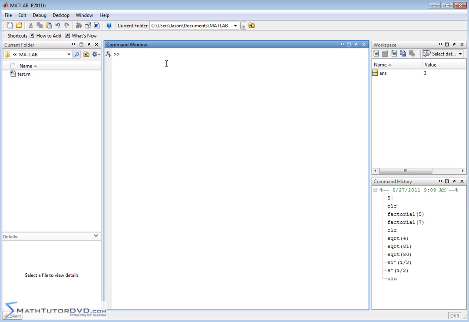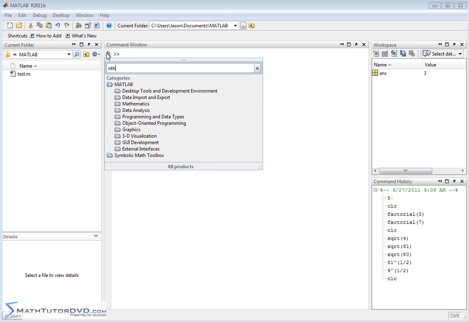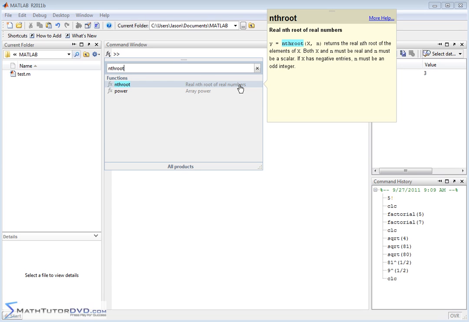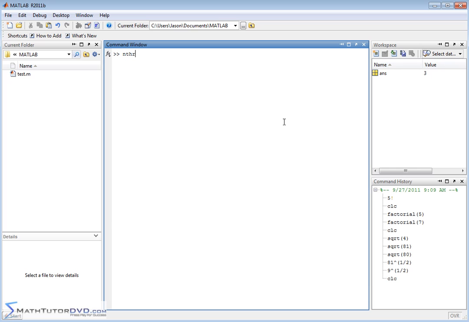Now, if you'd like to take a root of a number that's not a square root, maybe a cube root or a fourth root or a fifth root, there is a function for that. To demonstrate, I want to show you how you might use the help system if you happen to forget the syntax. Type in nthroot. There is a function called nthroot, the nth root of real numbers. It says you pass it 2 values: the first is a number, the second is whatever root you're trying to take, and it returns the nth root.